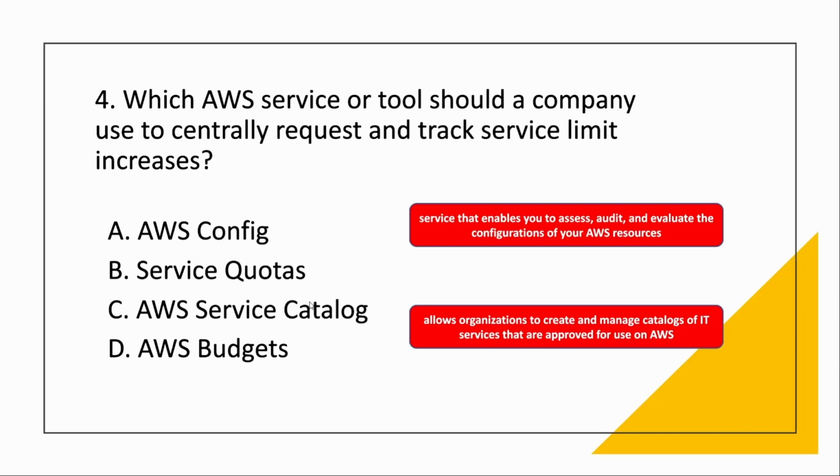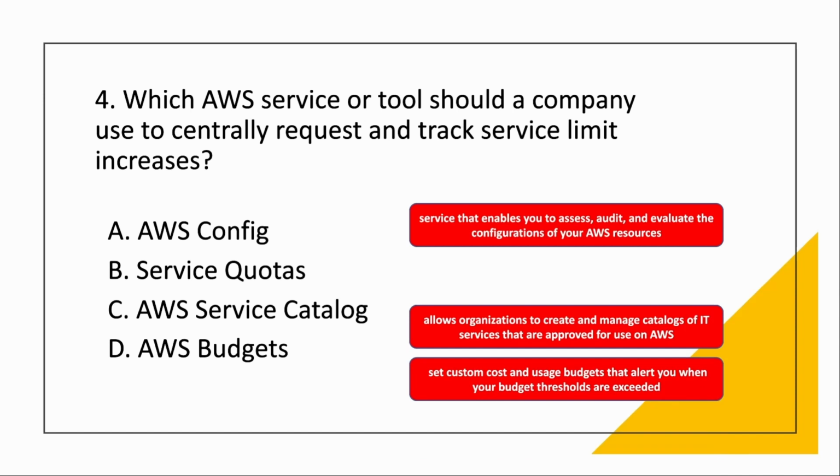Next, what is AWS Service Catalog? It allows organizations to create and manage catalogs of IT services that are approved for use on AWS. It's like what service does what and how you create and how you manage the service, a kind of catalog for that. Okay, like how you have a catalog for the products, right?